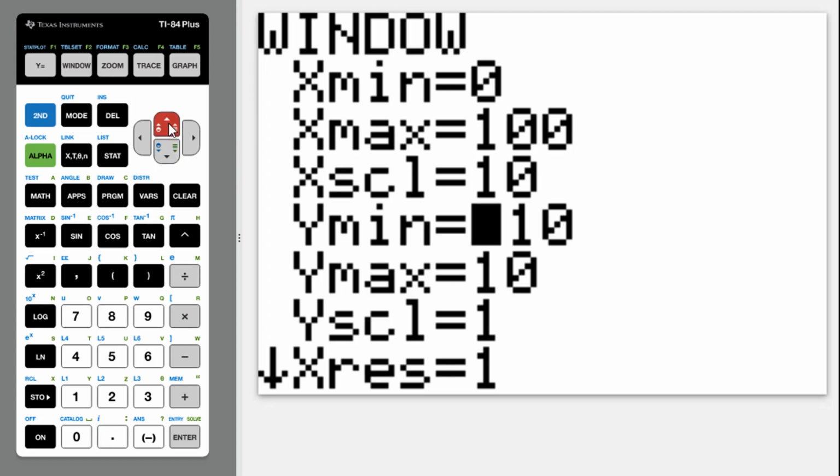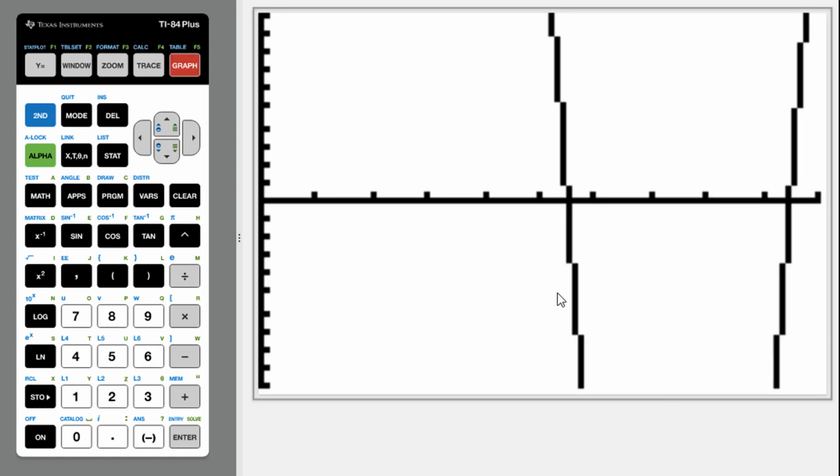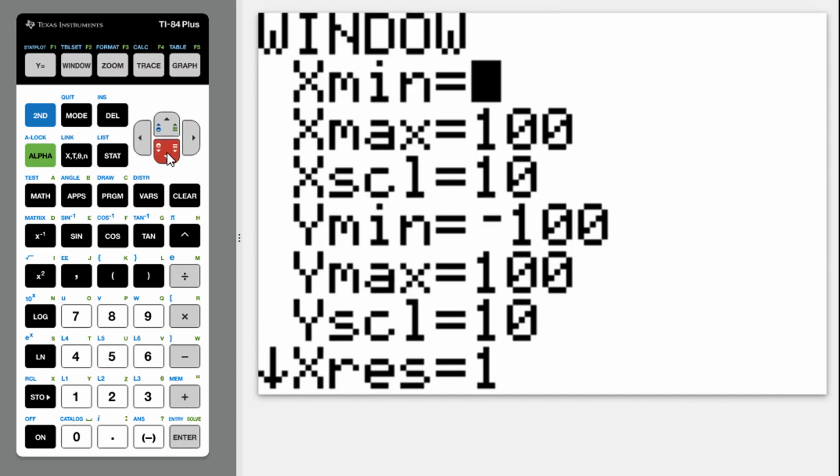For y minimum, we can use negative 100. This is the cost. Maximum, we can use 100. Scale will be 10. Then let's draw the graph. We want to check the vertex. We can change this window. For the y minimum, let's change it into negative 300. And scale, let's do 30 here. So graph.